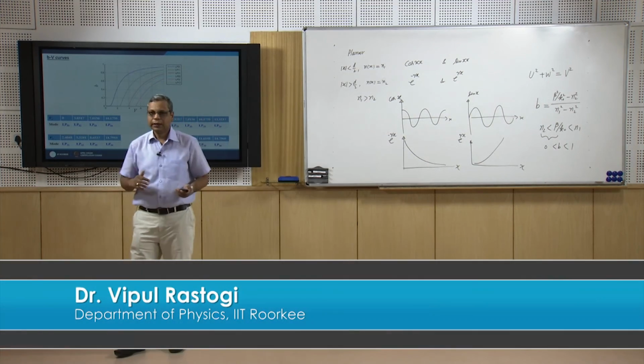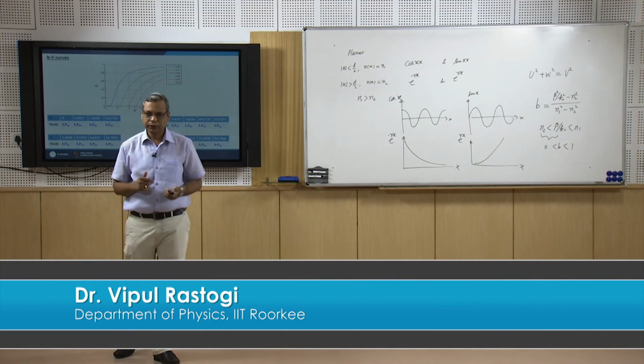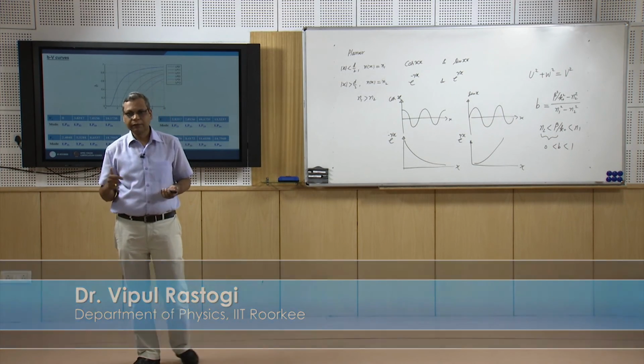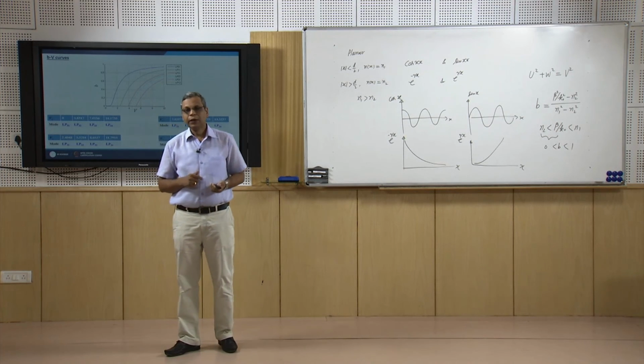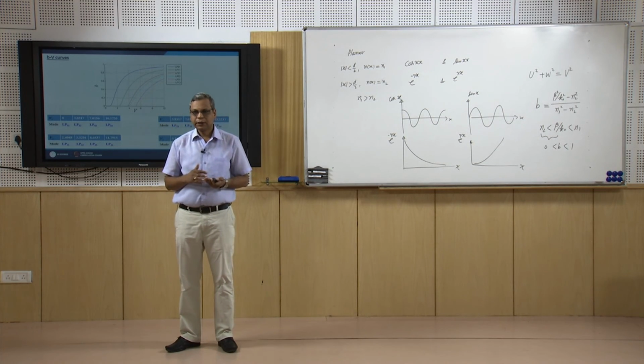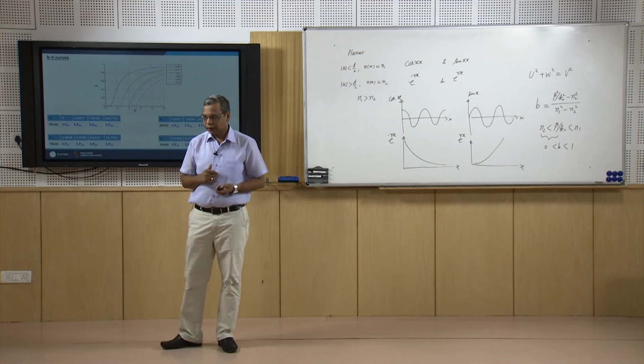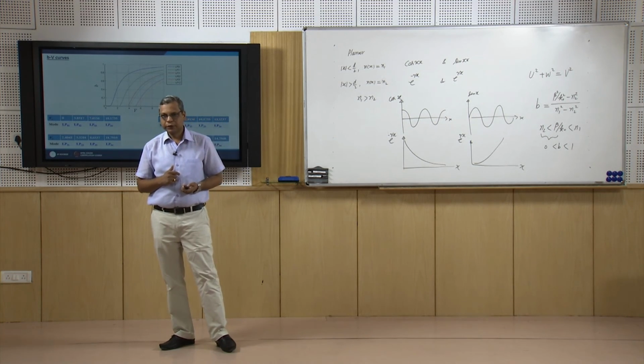So, in the next lecture I will look into the modal fields and I will work out some examples also on the number of modes, and what happens if the value of V is very large, then what is the approximate number of modes. Thank you.